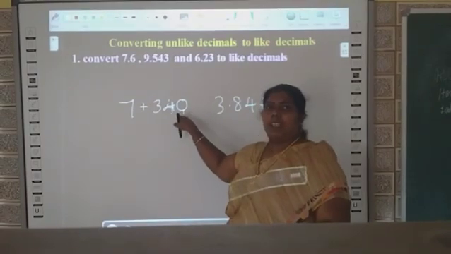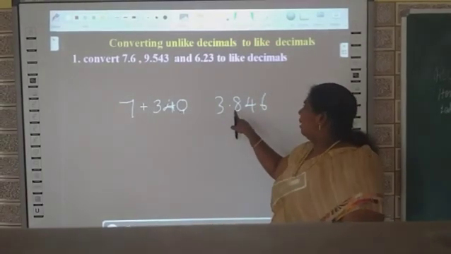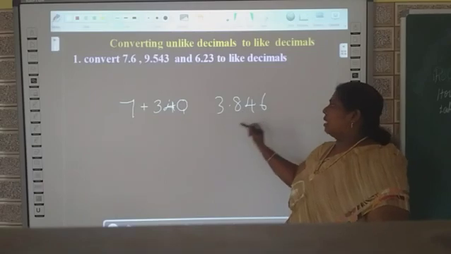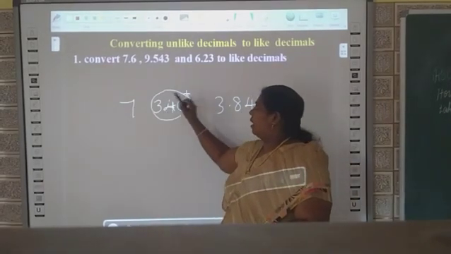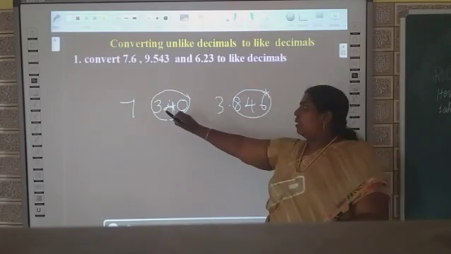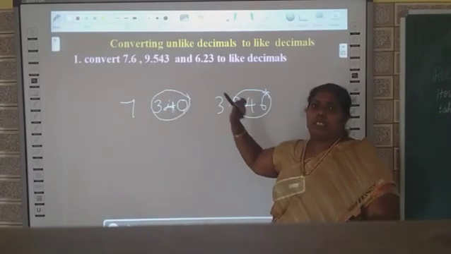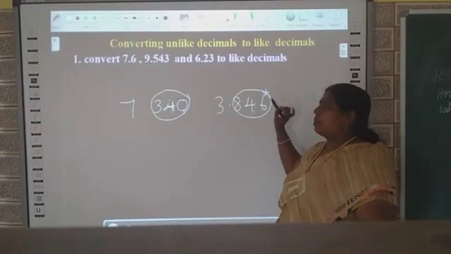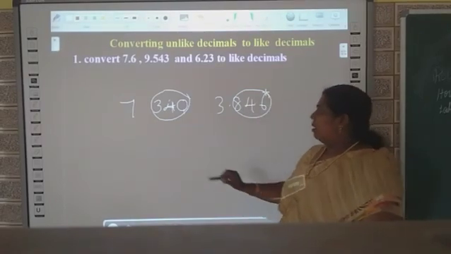Now you just check here. After the decimal, three numbers: 3.340. Now here, 3.846. After the decimal we can see three places, right? Three place values: tenths place, hundredths place, thousandths place. Here also tenths place, hundredths place, thousandths place, isn't it?